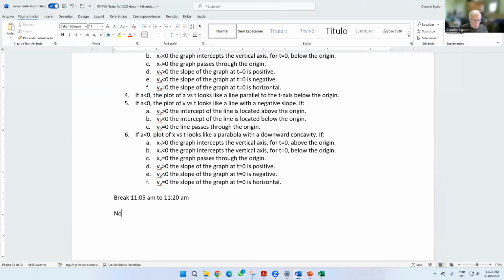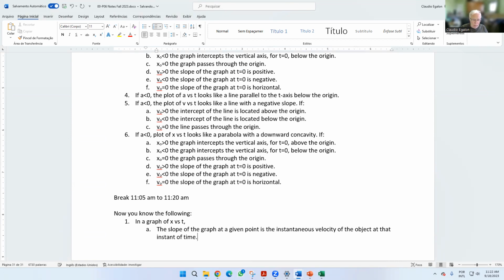So now you know the following. One, in a graph of x versus t, the slope of the graph at a given point is the instantaneous velocity of the object at that instant of time.